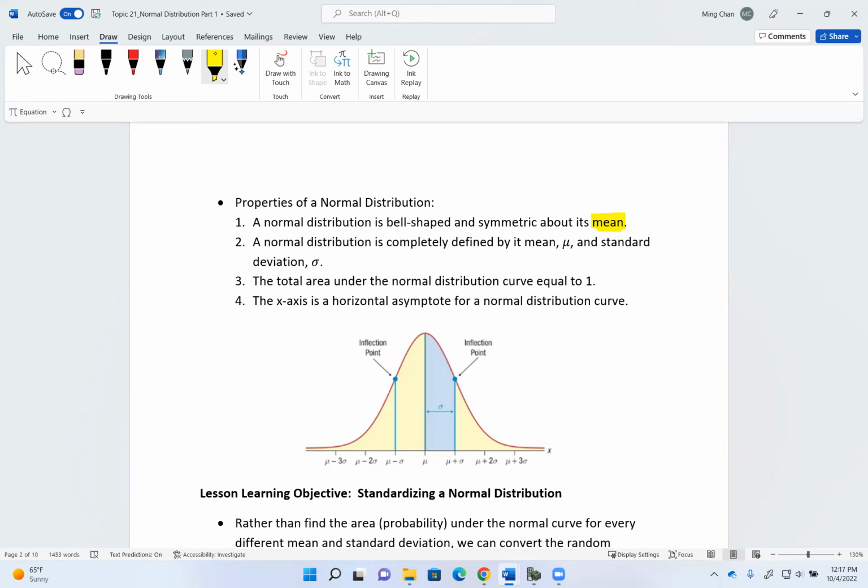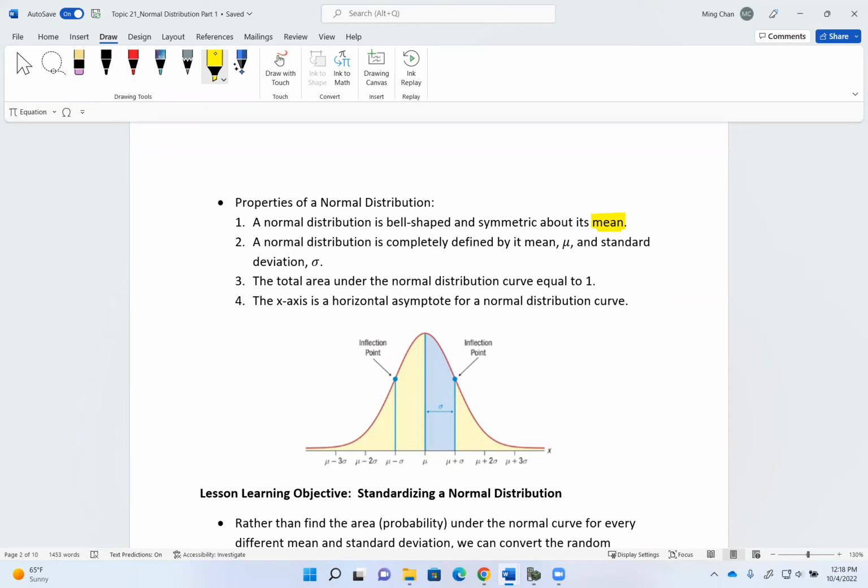So what about anything in between those standard deviations? The normal curve allows us to compute the probabilities of any random variable x that lies in between any standard deviations. A normal distribution is completely defined by its mean, mu, and its standard deviation, sigma. The total area underneath the normal curve is equal to 1.